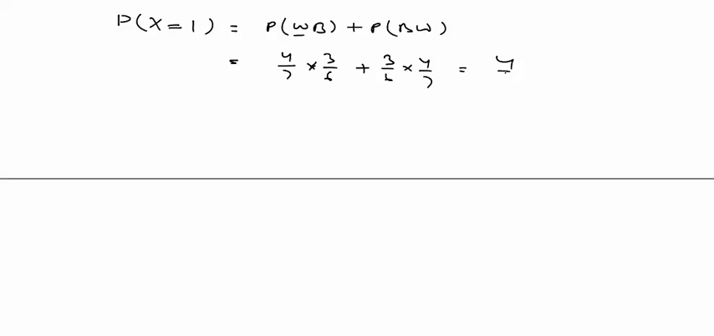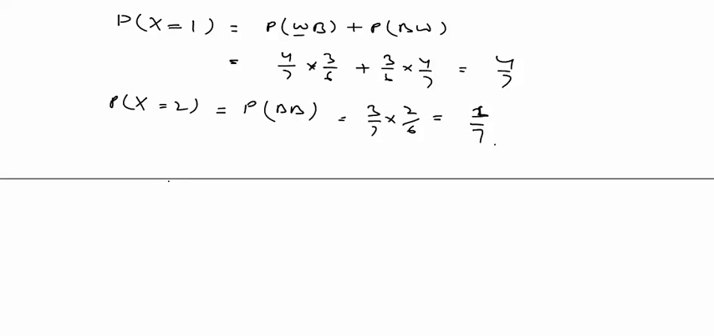For x equals 1, where one black ball comes out, in this way: first white maybe second black. If first white 4 by 7, second one black 3 by 6, plus first black 3 by 7, then white 4 by 6. Solve this, get 4 by 7. For x equals 2, both are black. Both black case 3 by 7, 2 by 6. Result is 1 by 7.